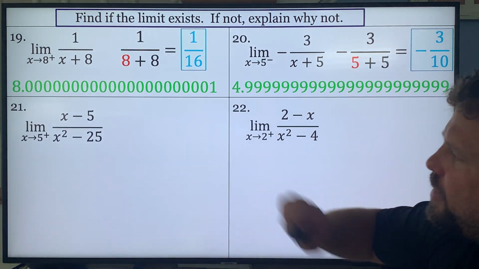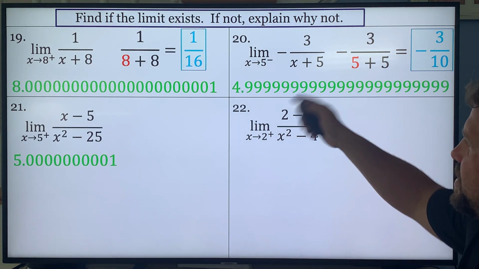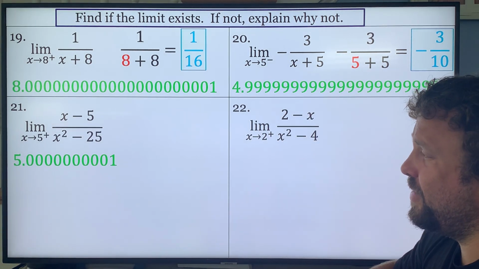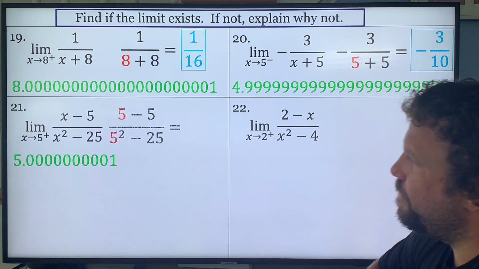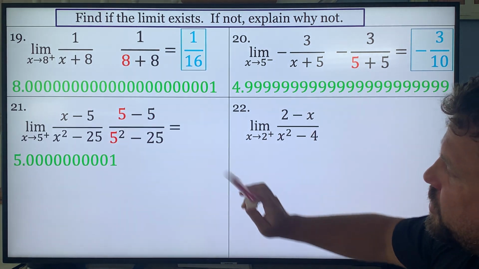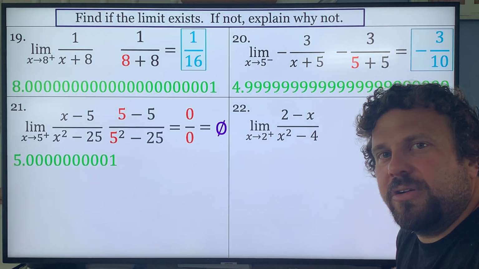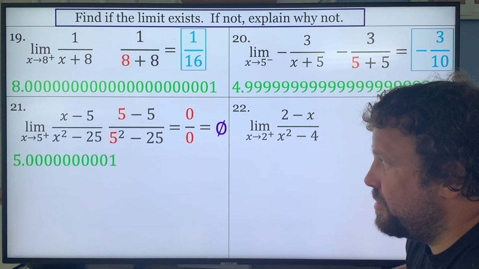Now, look at problem 21. All right, so say 5 and a bunch of zeros and a 1. The only reason this is shorter is I couldn't fit the other stuff. Now, if I type my 5 in here, 5 minus 5 is 0. 5 squared is 25, minus 25 is 0. 0 over 0 is undefined. Oh, darn it. Now what do we do?